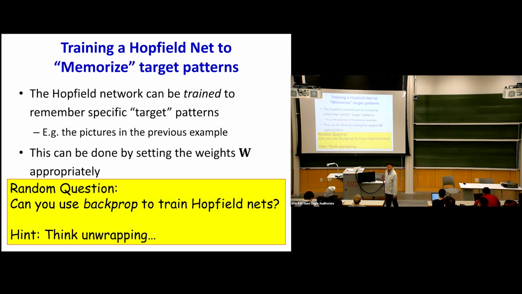Now, the question is, how do you train this network to store specific patterns? Do you think we can use backprop to do this? Anyone? If I wanted to use backprop, how would I do it?